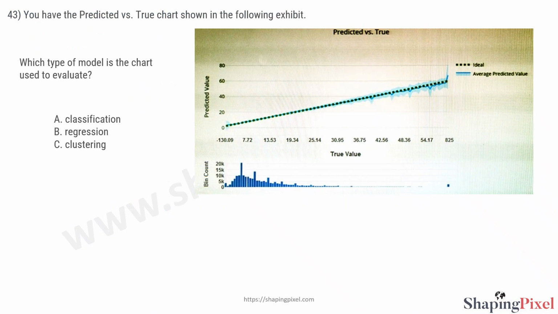So question number 43. You have the predicted versus true chart shown in the following exhibit. Which type of model is the chart used to evaluate? And we have three options: classification, regression, clustering. So you can pause the video to have a look at the chart. So the right option here is option B, regression.